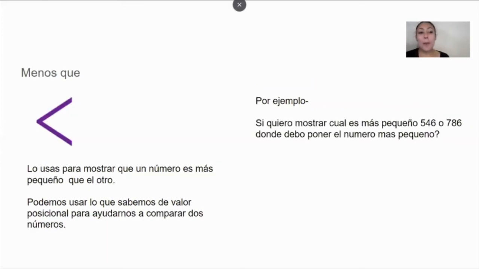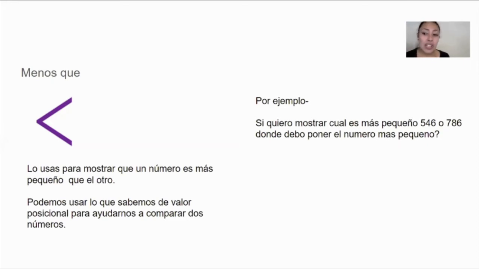También tenemos el símbolo menos que. En este vas a escuchar más que, menos que, y grande y más pequeño. Aquí lo estás usando para mostrar un número que es más pequeño que el otro. Podemos también usar lo que sabemos de valor posicional para ayudarnos a comparar los dos números. Este ejemplo sería, si quiero mostrar cuál es más pequeño, 546 o 786, ¿dónde debo poner el número más pequeño?